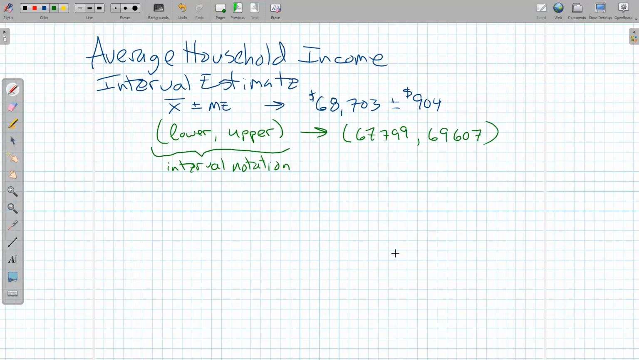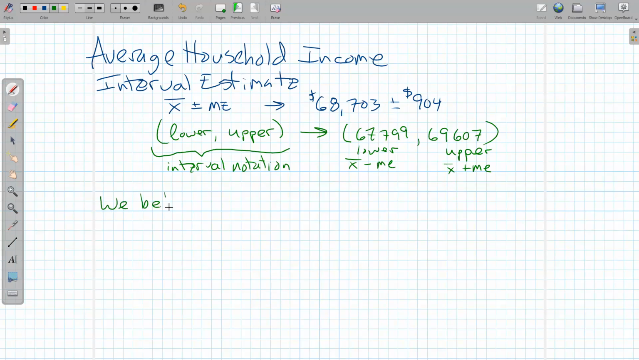So when I'm doing an interval estimate, I can either state the center plus or minus the margin of error, or I could state the lower and the upper. The lower is always the mean minus the margin of error, and the upper is always the mean plus the margin of error. So these are the shorthand ways of doing it. Otherwise, we write it up in a sentence.